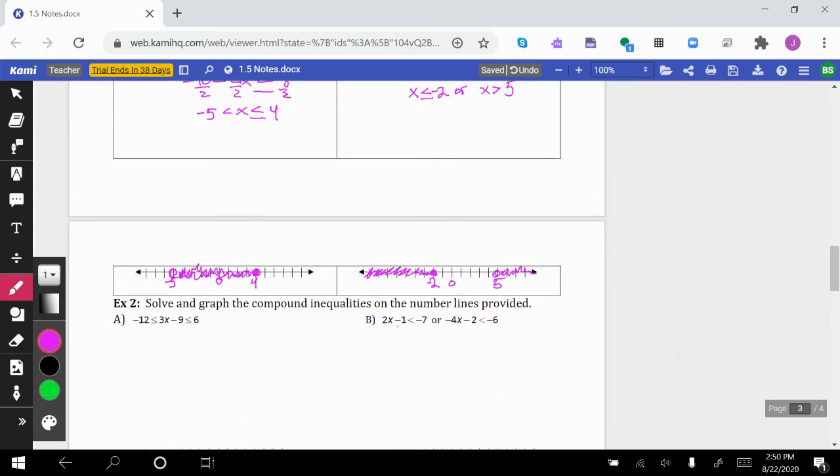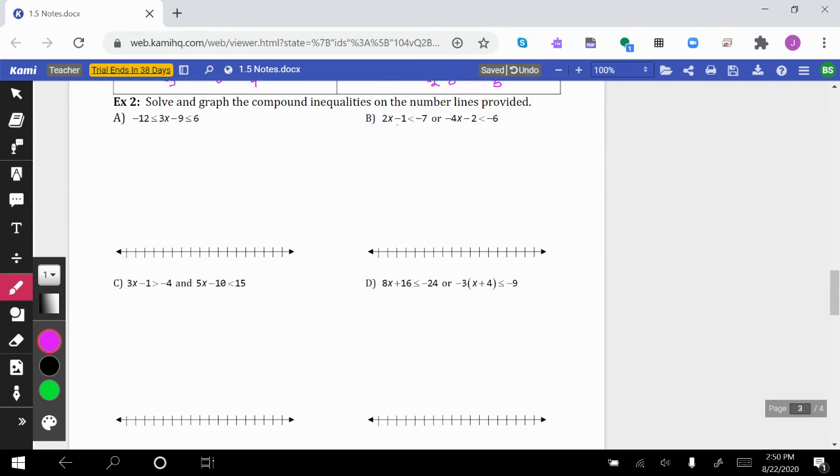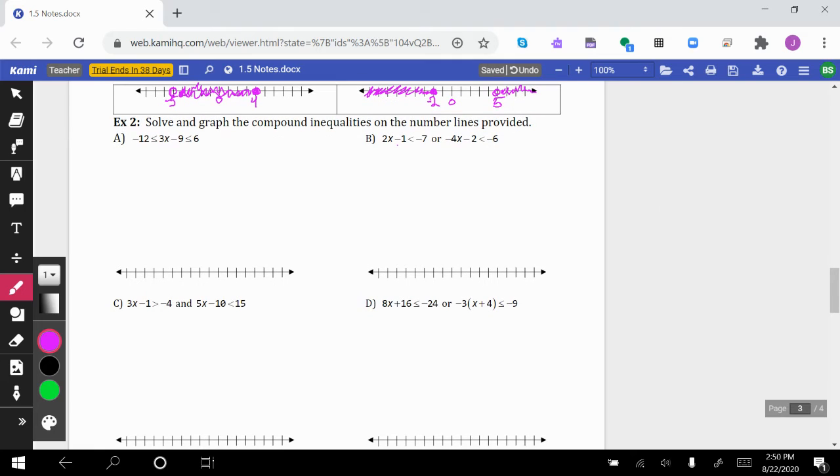So why don't you all work through examples 2A, B, C, and D. Enter those in on Edpuzzle, and then we will go over the answer to those, okay? Okay. So first for A, here's what we do for A.